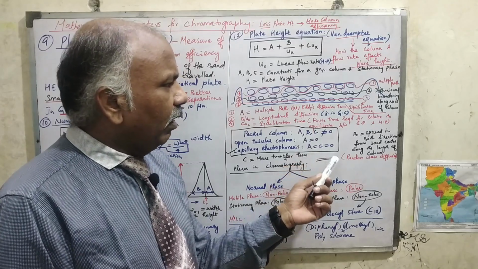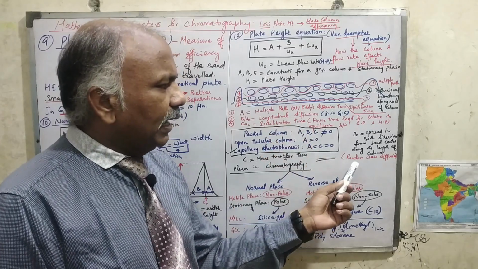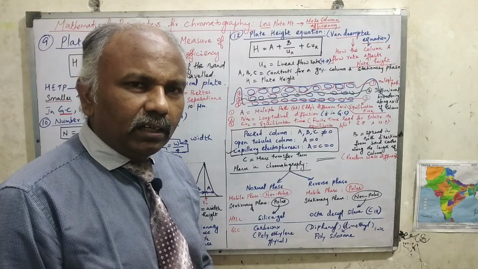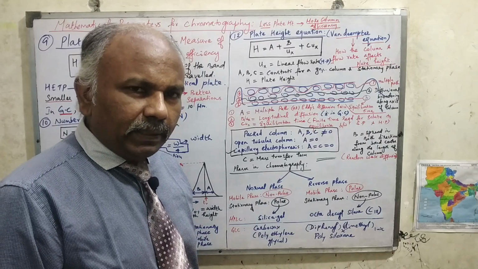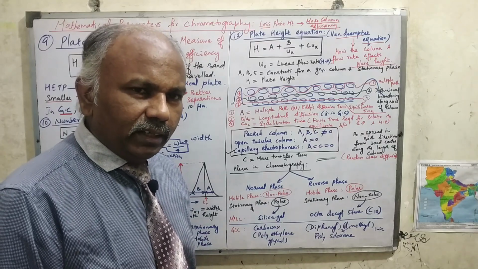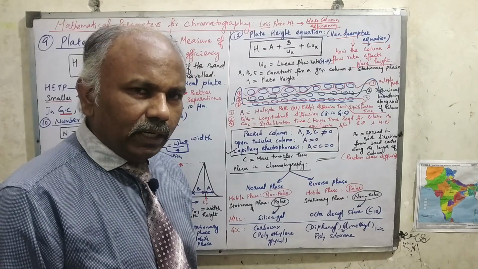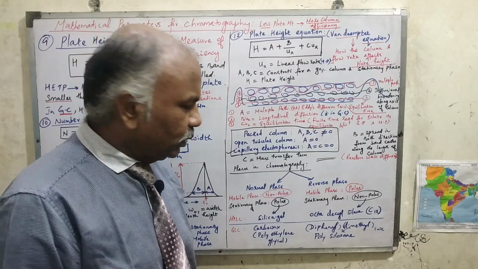So we generally call the longitudinal diffusion random walk diffusion, because you cannot avoid the longitudinal diffusion, particularly in gas chromatography. You cannot avoid that, right? So the B term is an unavoidable term. It is called random walk diffusion.